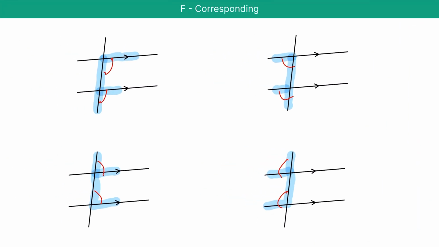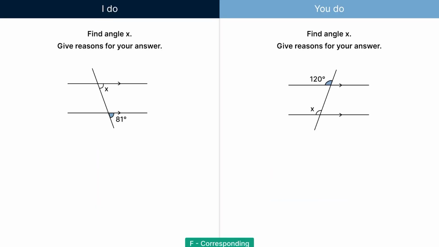So if I now head back to my slides, essentially, if someone told me that this angle here was 110, I know that this angle here is 110, and the reason for that is corresponding. So it's the F shape. So again, if you look here, hopefully you can see the F shape. That's the F shape I can see straight away. So I know that this and this are the same. So I can say that X is equal to 81 degrees, and the reason is corresponding angles.